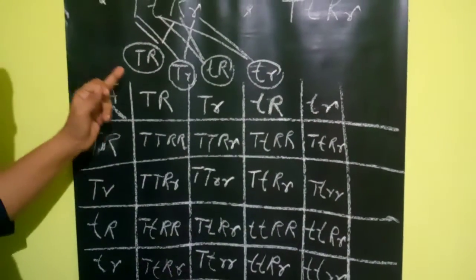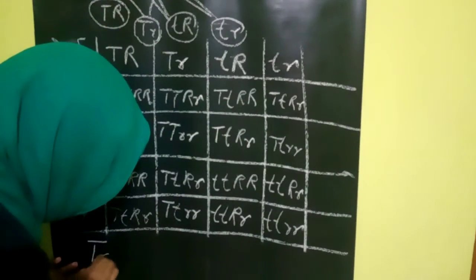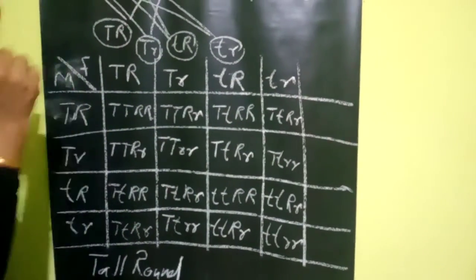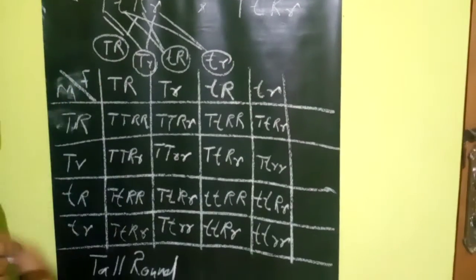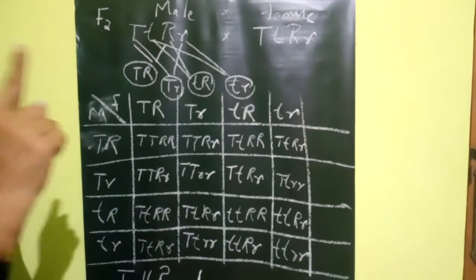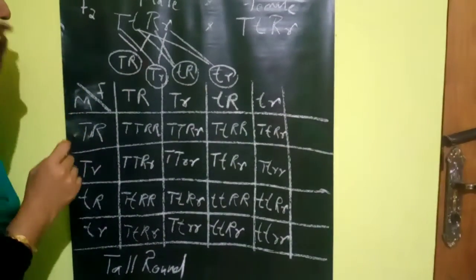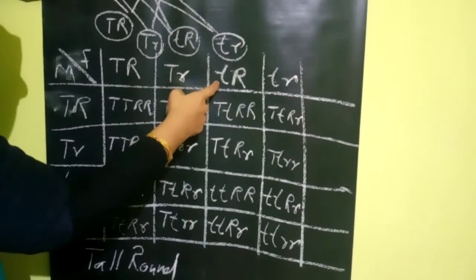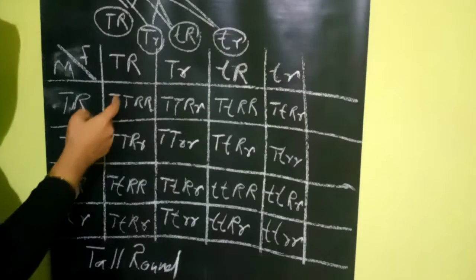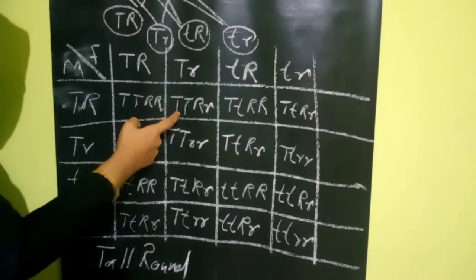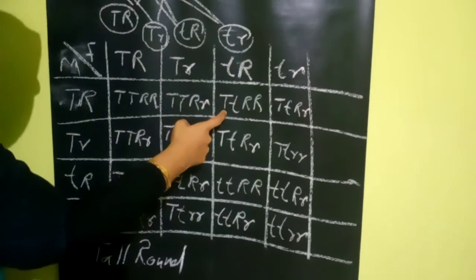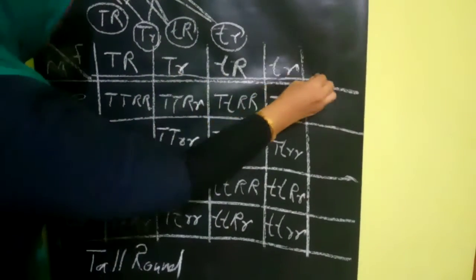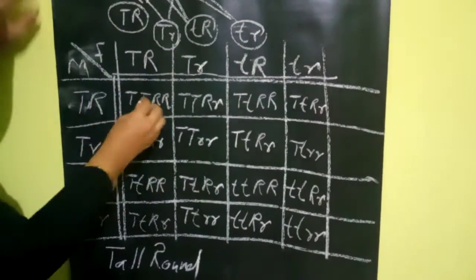So first one is the tall round. Tall round is the dominant character. Listen to me. For the appearance of a dominant character, only a single gene is needed. Capital letters are the dominant ones. So we can say tall round. How many tall round plants are there? This is tall round, this tall round, this one is tall round, and this one also. From here we want to count.